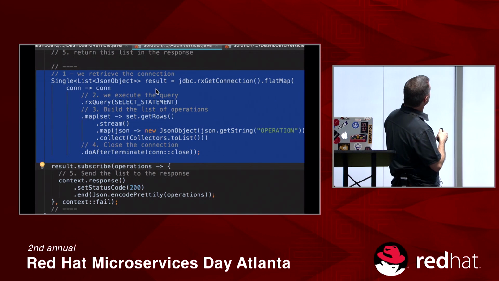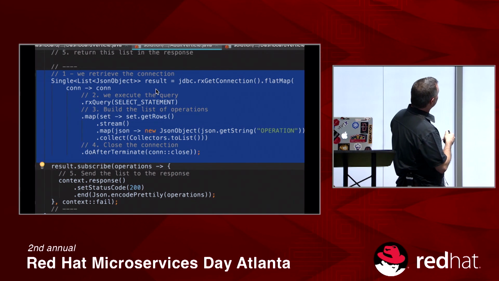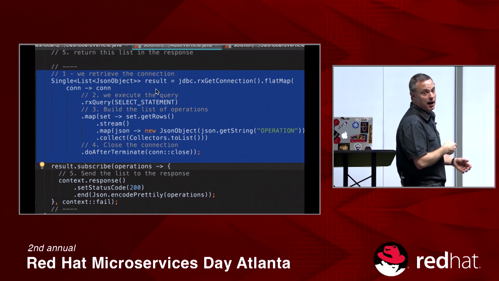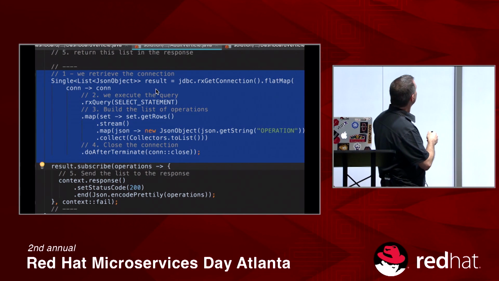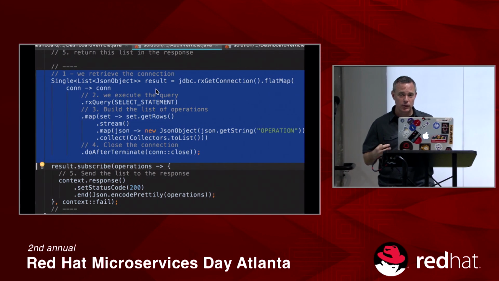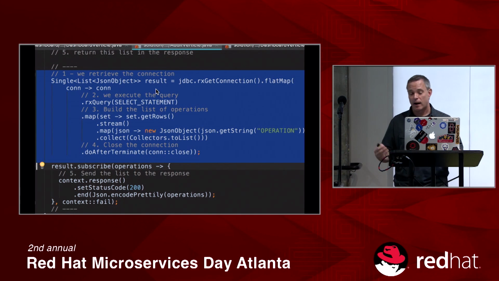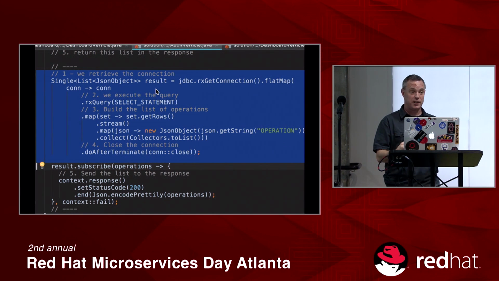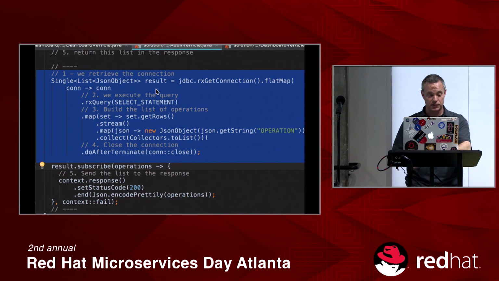So we're doing a select statement, and we're getting back a result of JSON objects from our database, right? And then we close our connection at the end, right? So it doesn't look like traditional JDBC. And Vert.x offloads JDBC and has its own JDBC library so that you can execute this asynchronously.